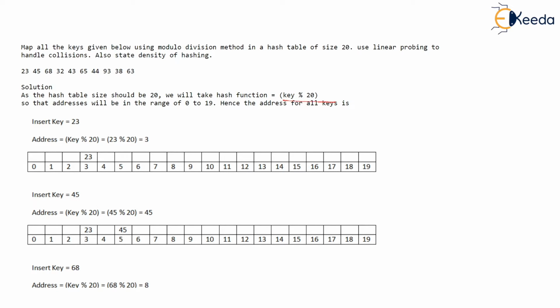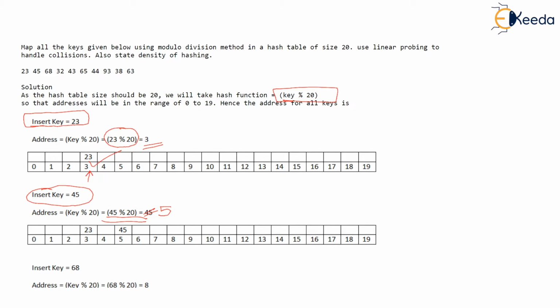Now we will take each and every key and map it. The first step says insert key 23. If you compute 23 % 20, that's our hash function, you will get remainder 3. So 23 has been hashed to address 3, and this doesn't result in collision because when we were mapping 23, address 3 was empty. Next key to be inserted is 45, and the address will be 45 % 20. Oh, this is wrongly written. I'm so sorry. This is 5. Okay, 45 % 20 is 5.